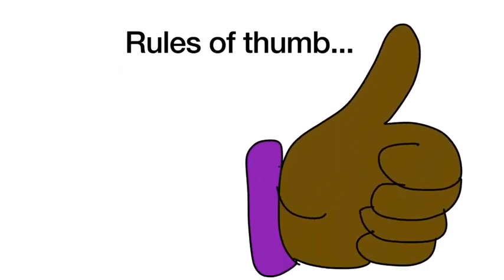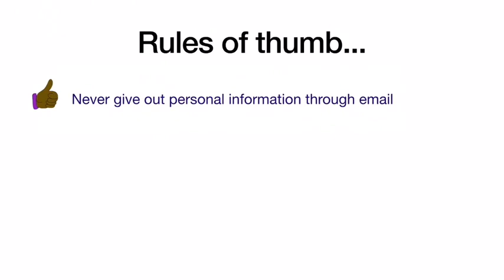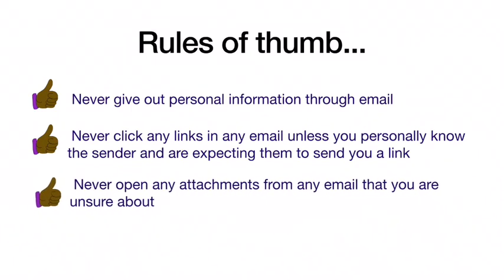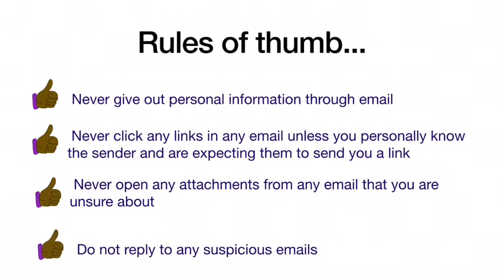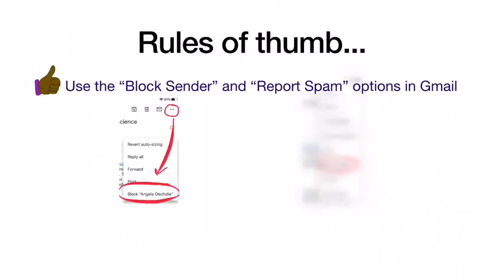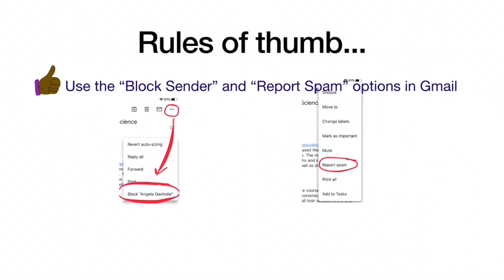Here are some rules of thumb to protect yourself from phishing. Never provide personal information through email. Never click links in any email unless you personally know the sender and are expecting them to send you a link. Never open attachments from any email that you're unsure about. Do not reply to any suspicious emails. Always use the Block Sender and Report Spam options in your Gmail.